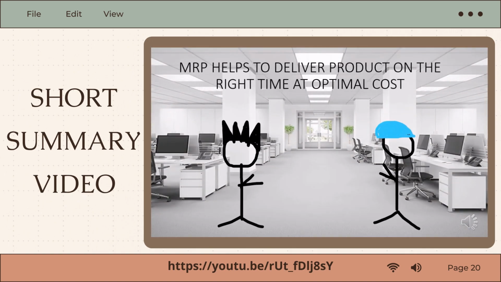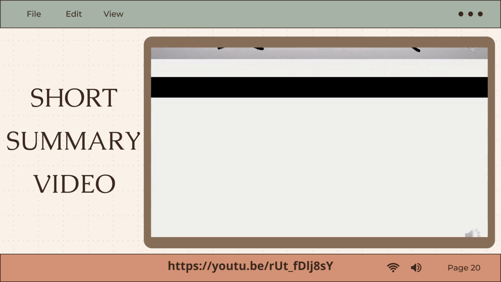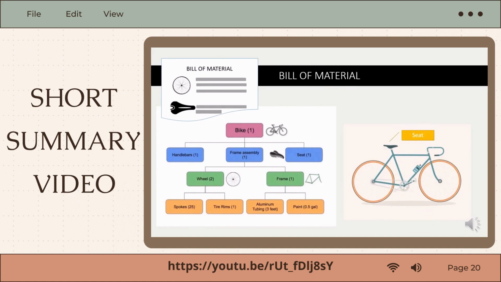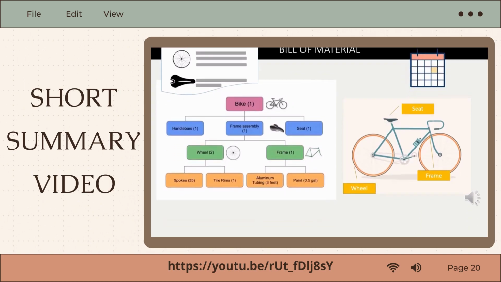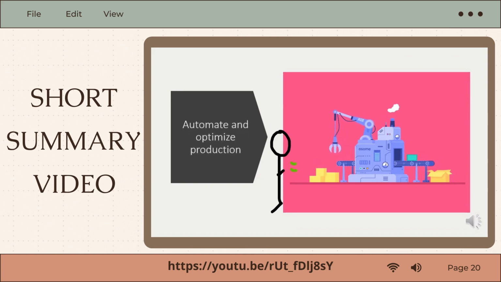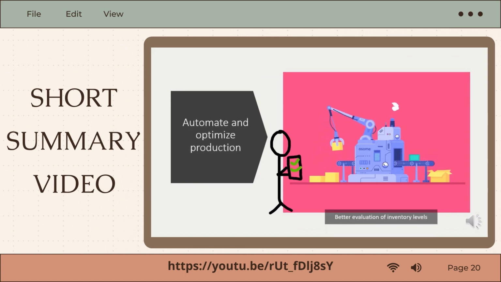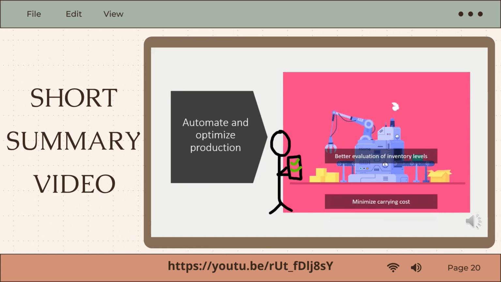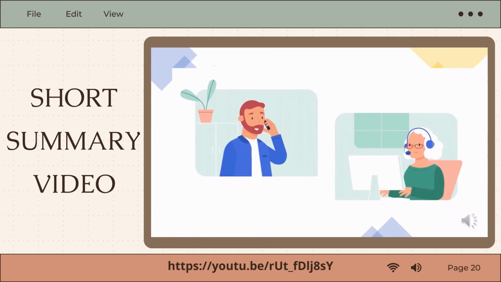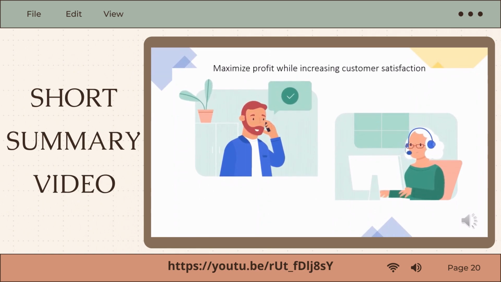Material requirement planning helps to deliver products at the right time at optimal cost. MRP matches demand with the product's bill of materials to determine the necessary type and quantity of raw materials and components, as well as the time when the materials are needed. When there's timely information about the materials on hand, you can automate and optimize production, which allows better evaluation of inventory levels and minimizes carrying costs. Thus, maximize profit while increasing customer satisfaction.